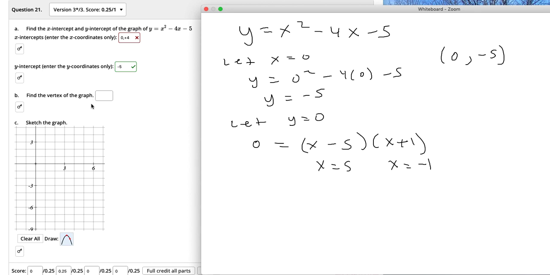Now find the vertex. I can do that by negative b over 2a. It's also going to be halfway in between these x-intercepts. So let's see, that would be 6.